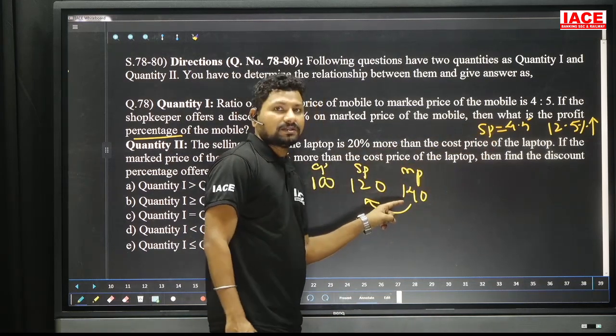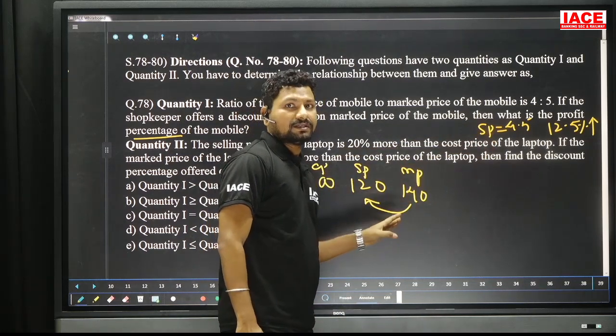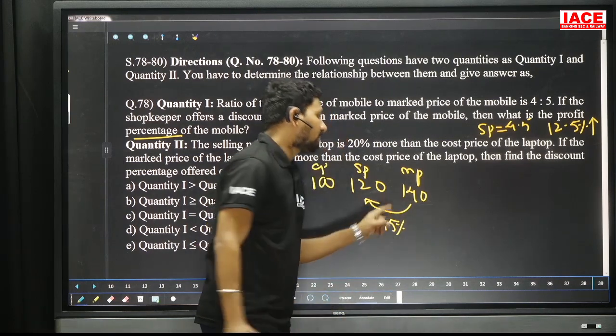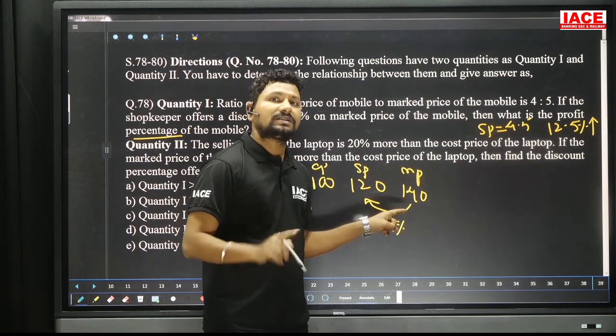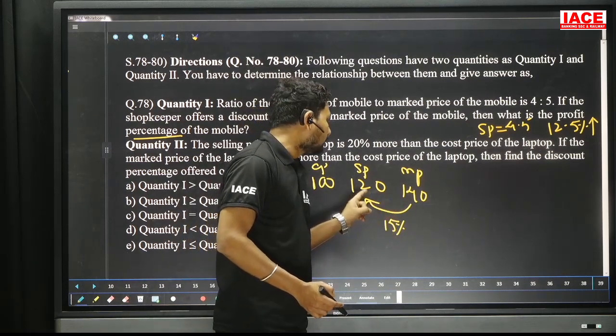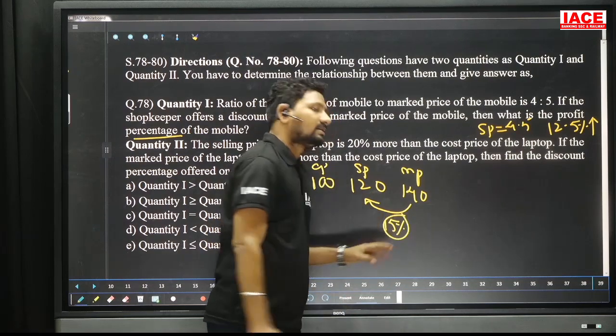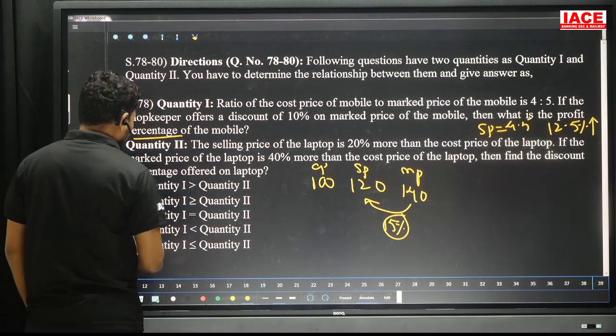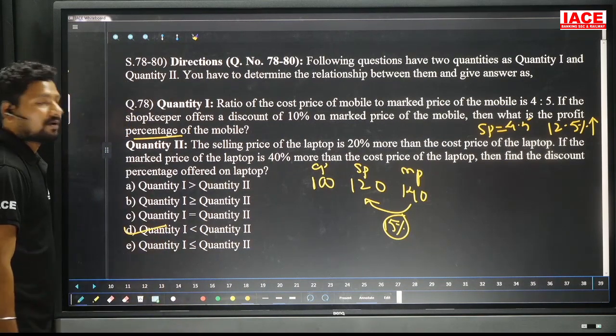10% means 14 rupees gone. 14 rupees gone means you will get 126. Then here almost 15% is gone. 15% means 14 rupees plus 7 rupees is 21 rupees. 21 rupees removed, you will get 119. 119 is close to 120, so take it like 15%. That is more than 12.5. That means quantity 1 is smaller than quantity 2. Then relation wise, quantity 1 is less than quantity 2.